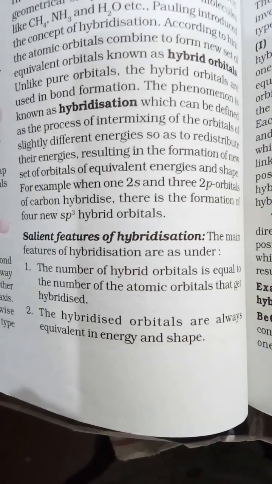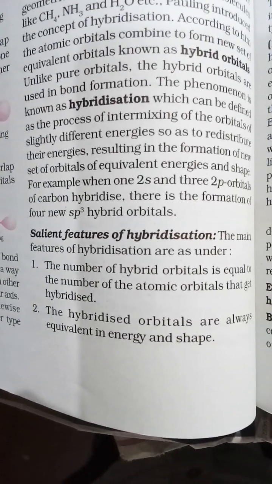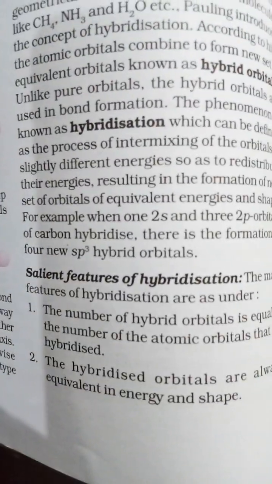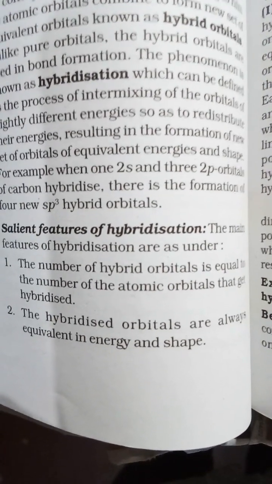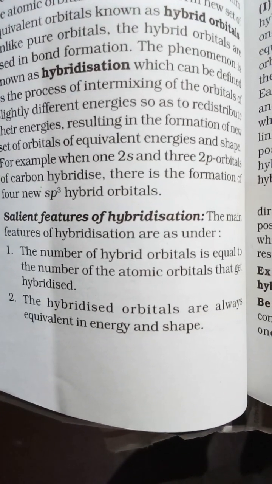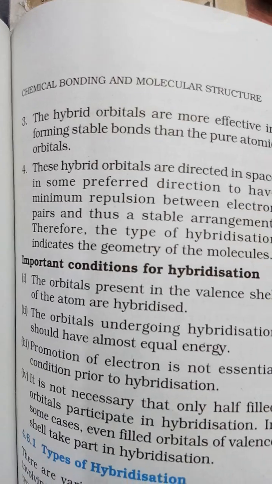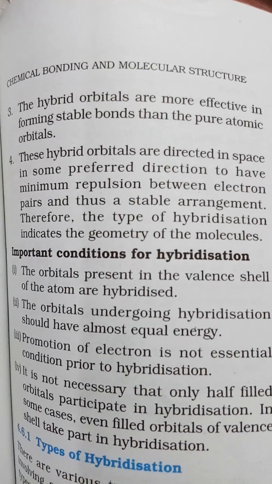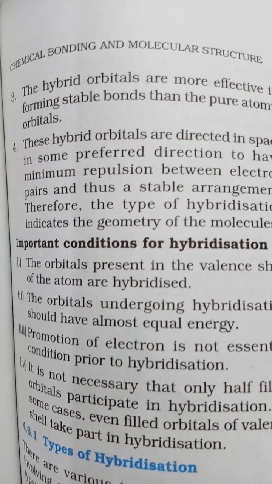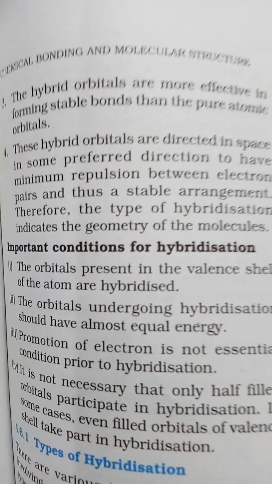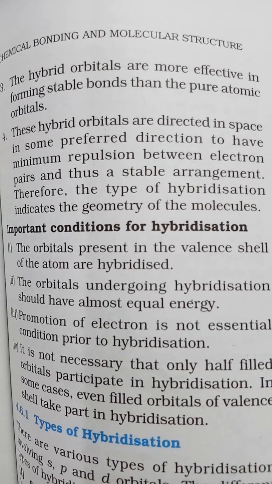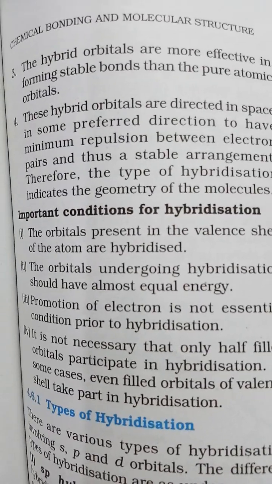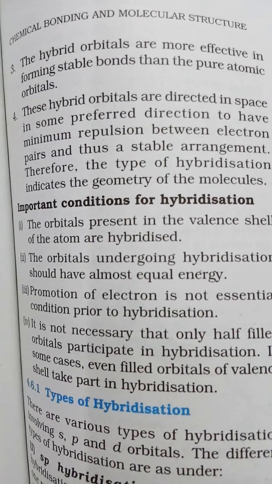Salient features of hybridization. The main features of hybridization are as follows: the number of hybrid orbitals is equal to the number of atomic orbitals that get hybridized. The hybridized orbitals are always equivalent in energy and shape. The hybrid orbitals are more effective in forming stable bonds than the pure atomic orbitals. These hybrid orbitals are directed in some preferred direction to have minimum repulsion between electron pairs and thus a stable arrangement. Therefore, the type of hybridization indicates the geometry of the molecules.